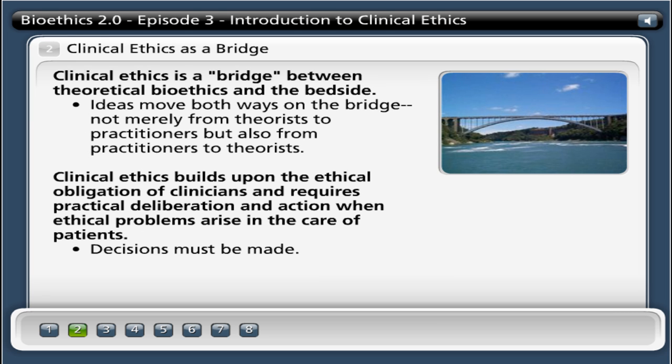Clinical ethics should be seen as a bridge between theoretical bioethics and ethics at the bedside. Ideas can move both ways over this bridge, not merely from the theorist to practitioners, but also practitioners can help inform the theories. Clinical ethics builds upon the ethical obligation of clinicians and requires practical deliberation and action when ethical problems arise in the care of patients. The key thing to remember here is that unlike bioethics, which largely takes place in public debates and scholarly journals at conferences, clinical ethics requires decisions to be made quickly and appropriately at the bedside.